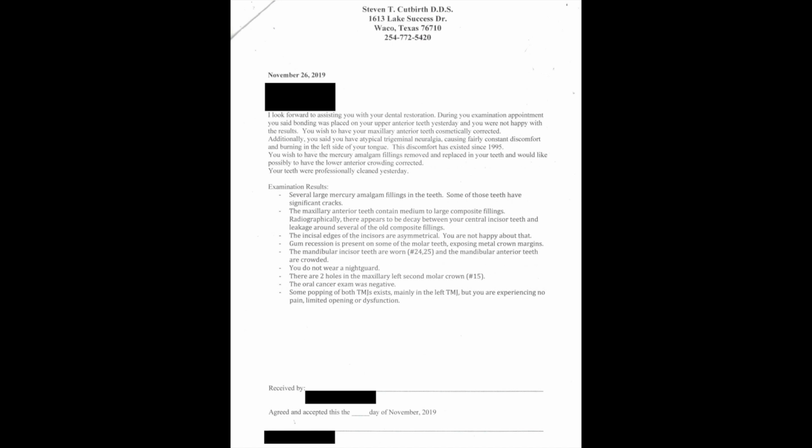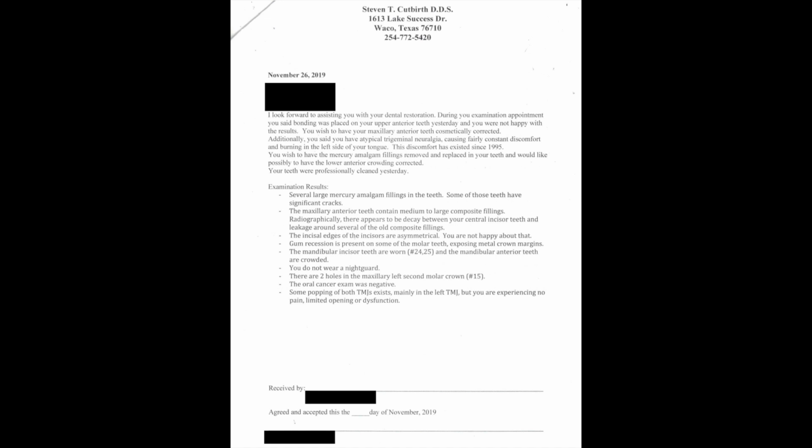Maxillary, that's my upper. Yeah. Additionally, you said you have atypical trigeminal neuralgia, causing fairly constant discomfort and burning on the left side of your tongue. This discomfort has existed since 1995. Yes. We talked about the Gamma Knife people in Austin. Yes. We're referring you there to have them evaluate your trigeminal neuralgia. You wish to have the mercury amalgam fillings removed and replaced in your teeth and would like possibly to have the lower anterior crowding corrected. Yes. Your teeth were professionally cleaned yesterday at that other dental office.